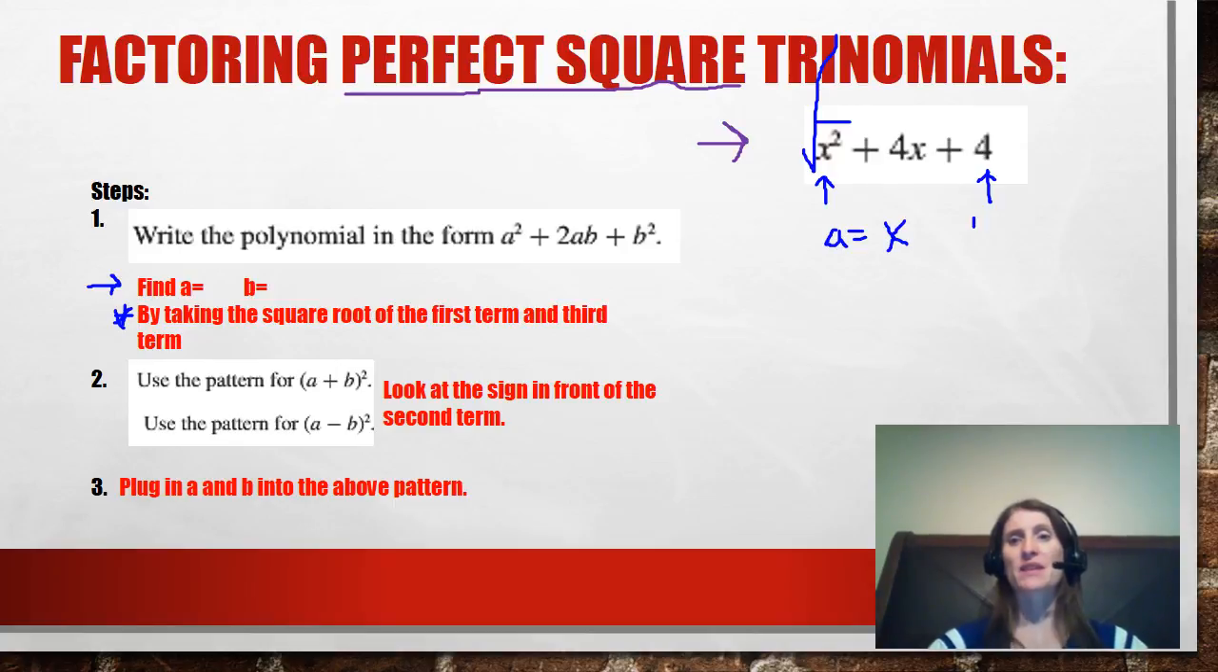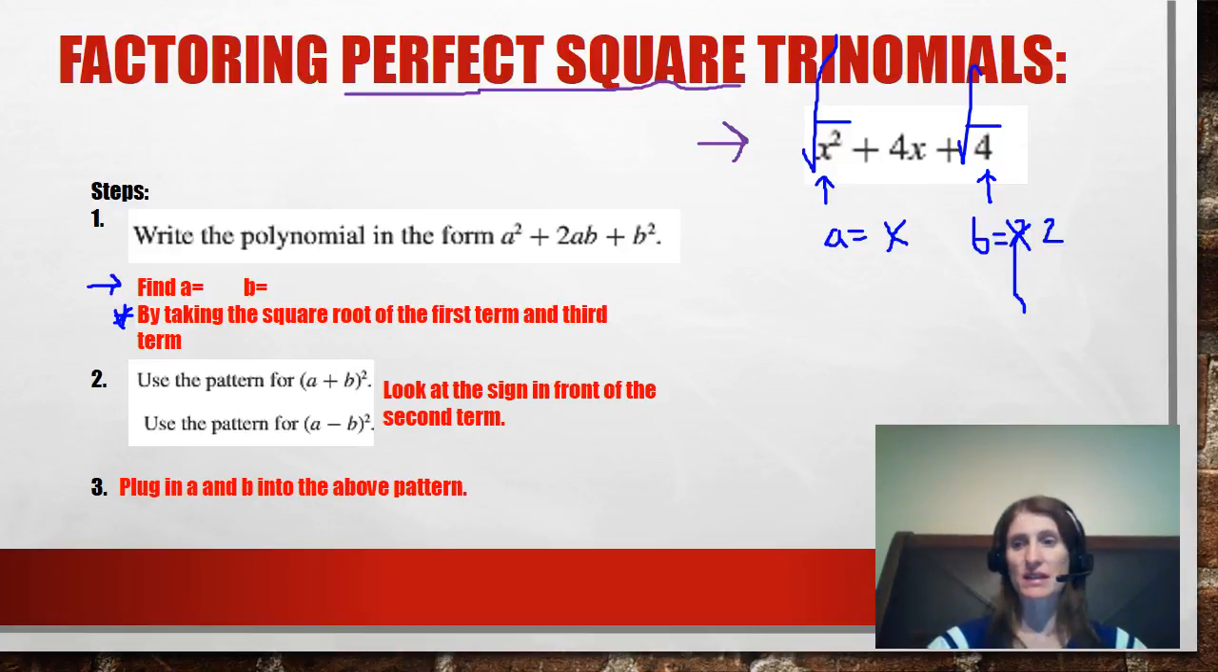Okay? And then the same thing happens with B. I get B equals, and then I take the square root of this last term. So the square root of 4, well, that's saying one number times itself will give you 4. Well, the only one number I know is 2. 2 times 2. Okay, so B equals 2. And we just did our first step.